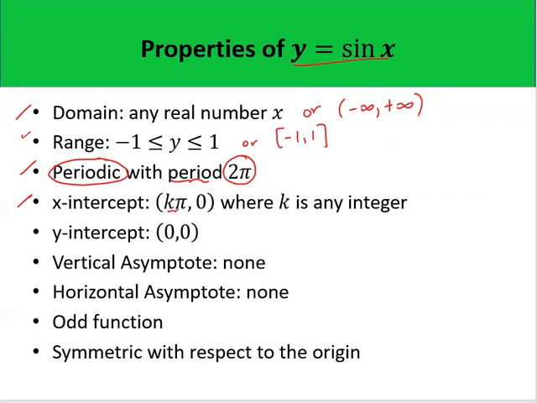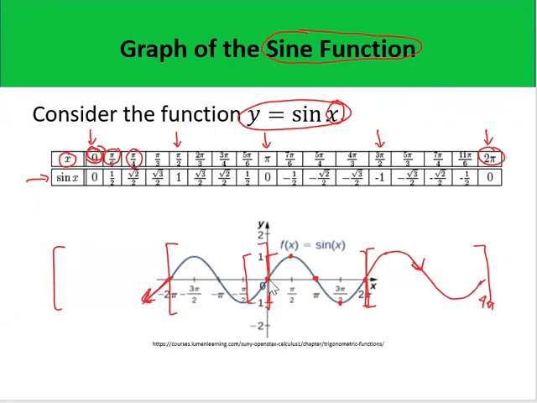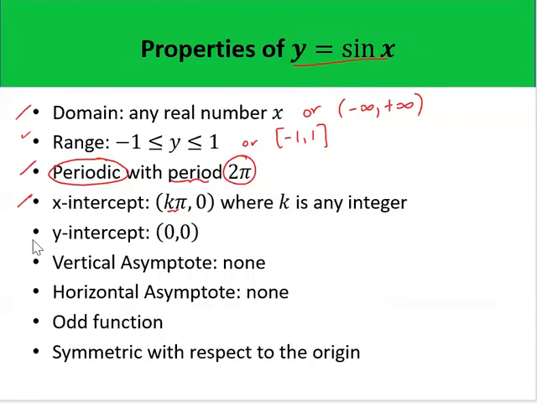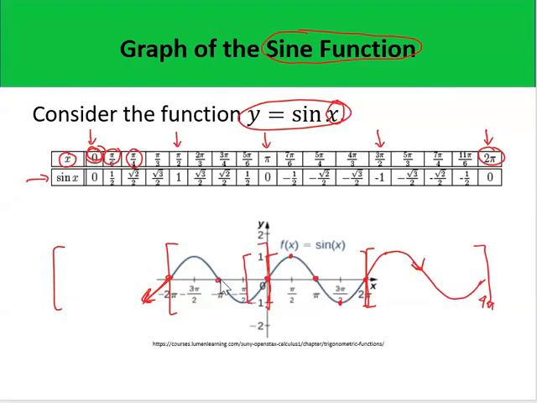To illustrate this in the graph, these are the x-intercepts. They happen at 0, at pi, 2 pi. We have negative pi, negative 2 pi. Now for the y-intercept, the graph crosses the origin, which is also the y-intercept of the sine function. So this is the y-intercept.